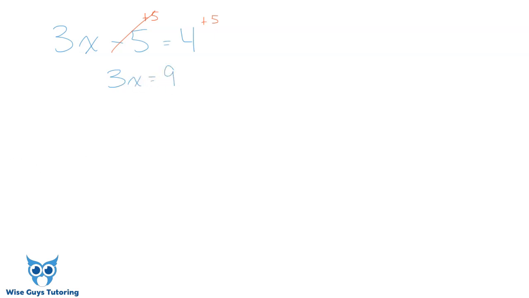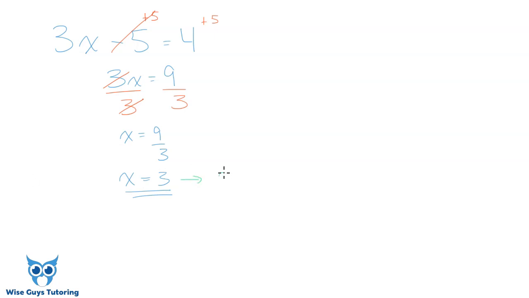And remember, now it's a one-step operation. When it's multiplied by 3, I'll just divide by 3 on both sides. Now I can get this x all alone. X equals 9 over 3. And I got my answer.